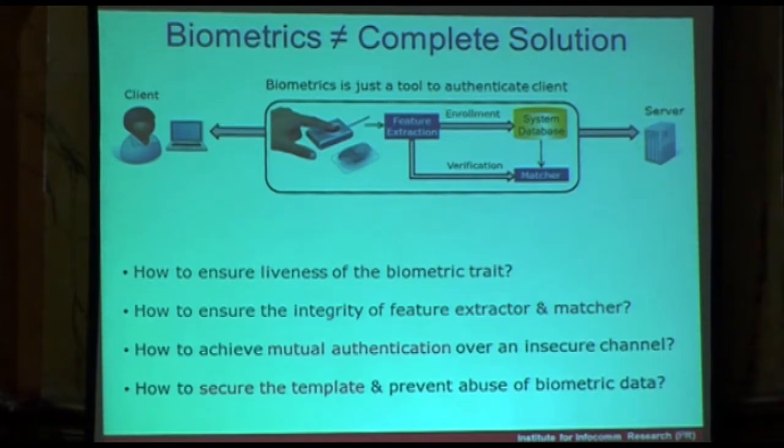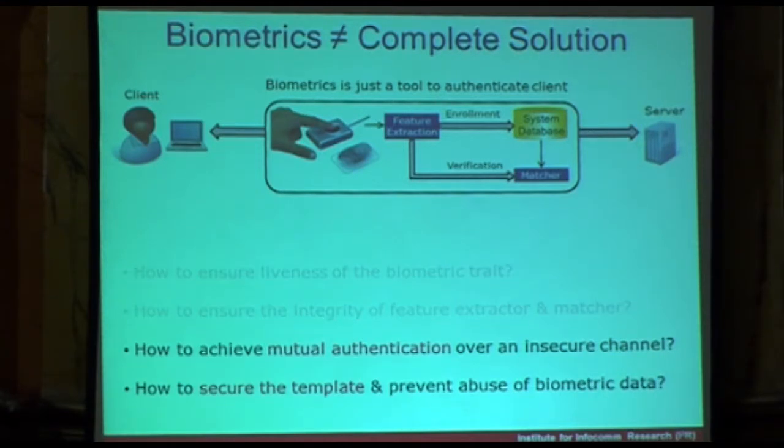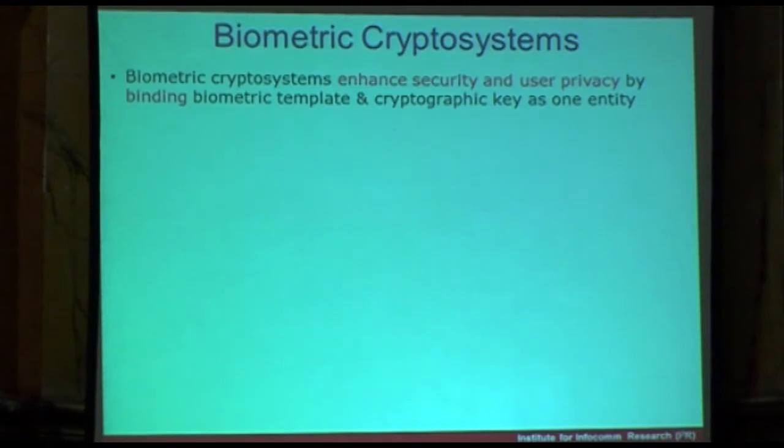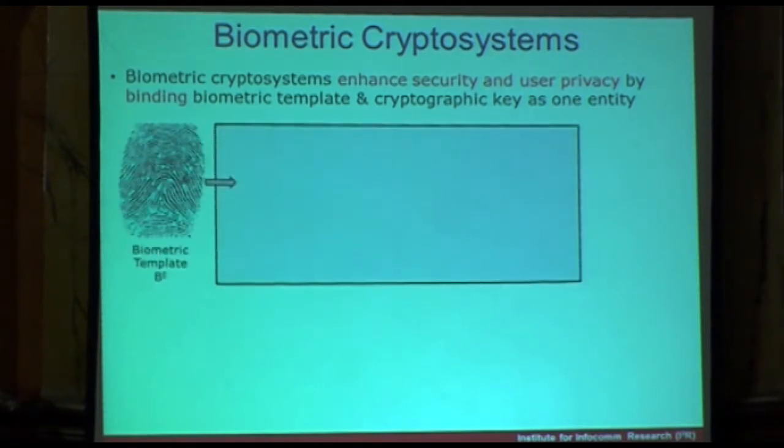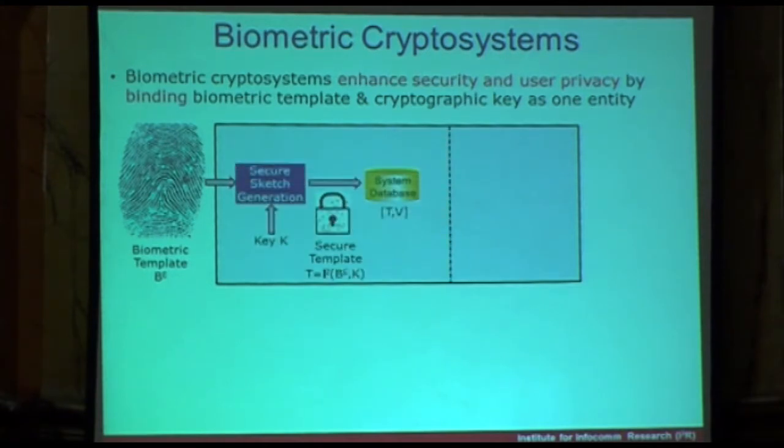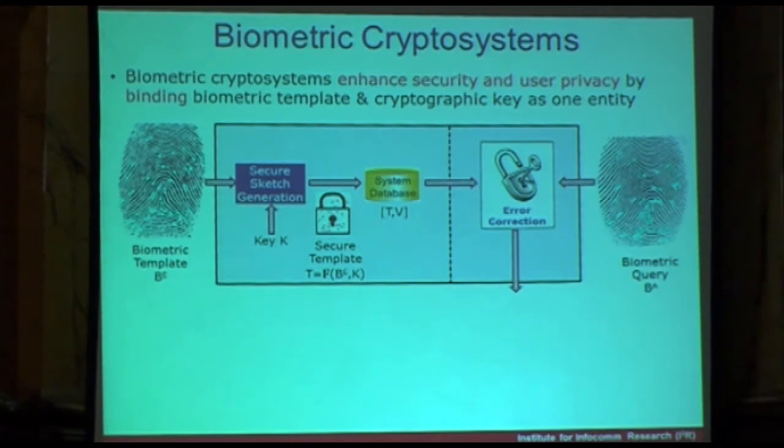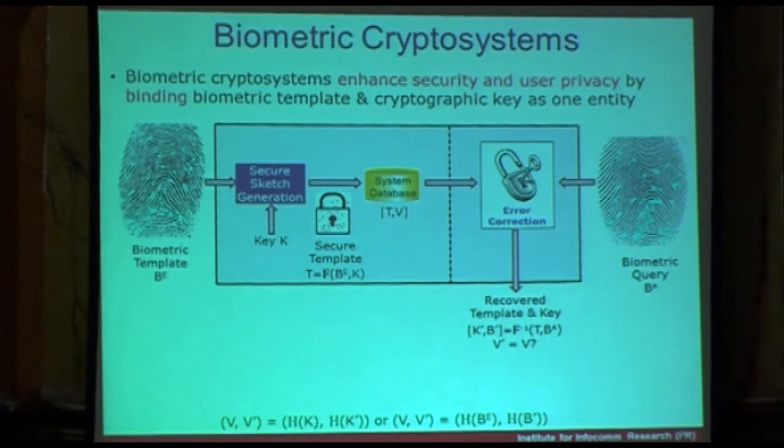In this paper, we are addressing the last two questions. How do you achieve mutual authentication? And how do you secure the template and protect the privacy of the user? Biometric crypto systems are one of the solutions proposed for template security, which usually work by binding a cryptographic key with the template and only storing the secure sketch or the secure template in the database, which can be used to recover the original template with another closely matching query.